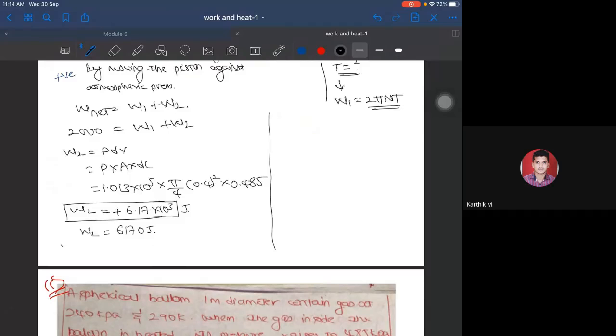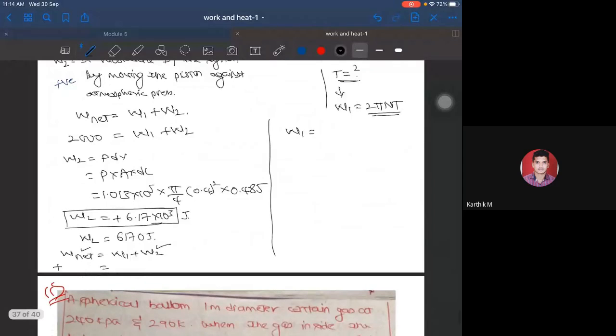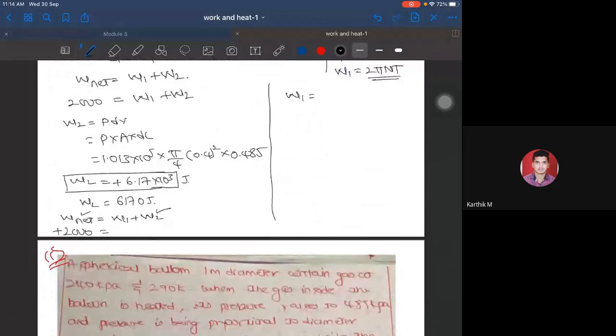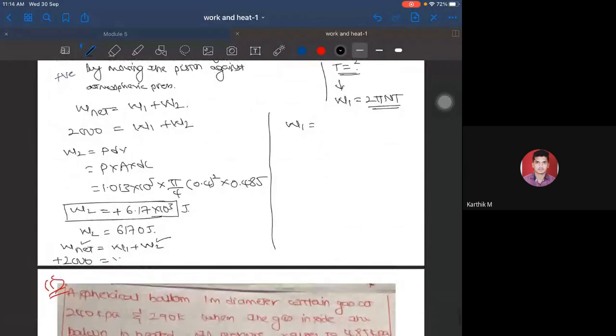Now go with the W net calculation, that is equal to W1 plus W2. You know the value of W2, you know the value of W net. Substitute and give me the value of W1. Make sure W net is positive 2000, and the W2 value, which is work done by the system, is 6170. Now give me the value of W1, which should be negative.